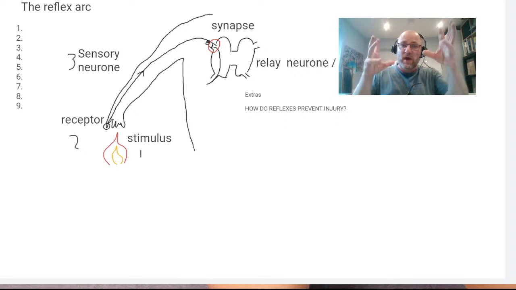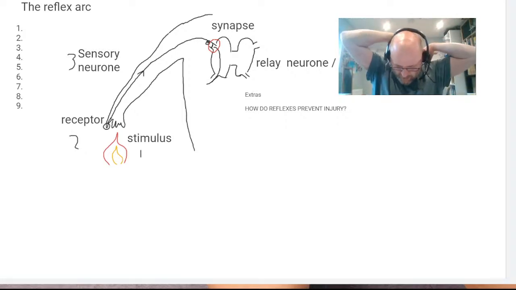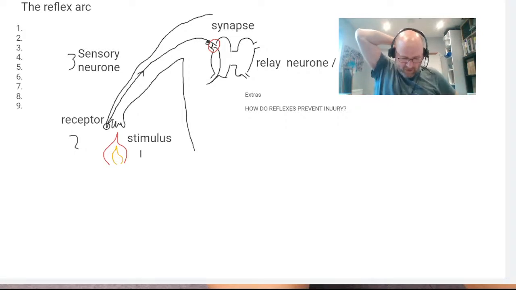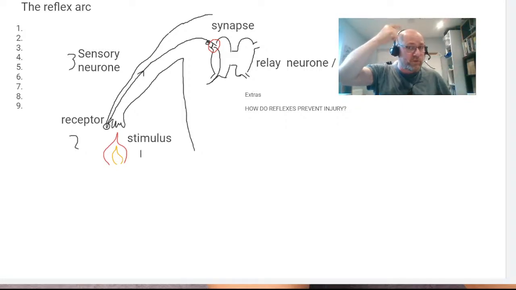This weird little diagram under where I've written synapse, that's one of these bones you can feel with your finger in your neck. If you rub your finger up your neck, you'll feel those bones. That's a vertebra. So this reflex arc is going through the spine. Some of them go through your brain, and the relay neuron will go through the brain, but as it comes back out of the brain, it will connect to a motor neuron.